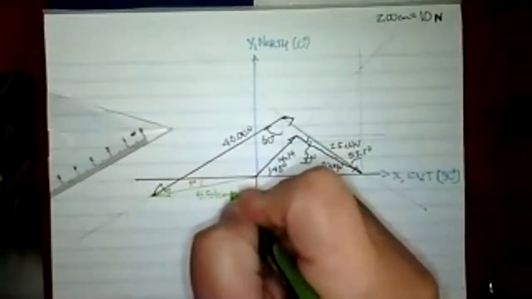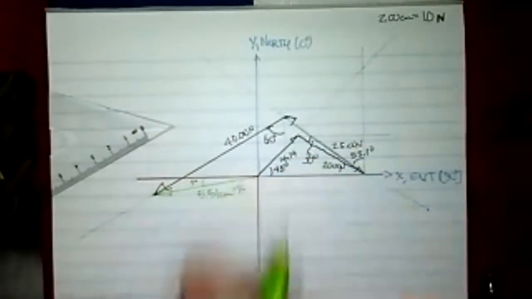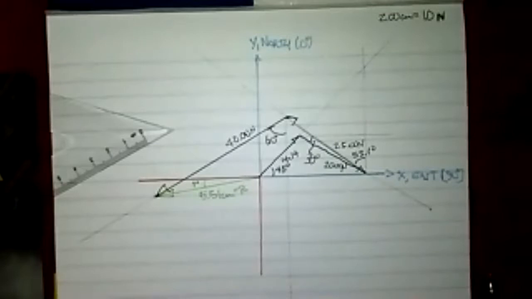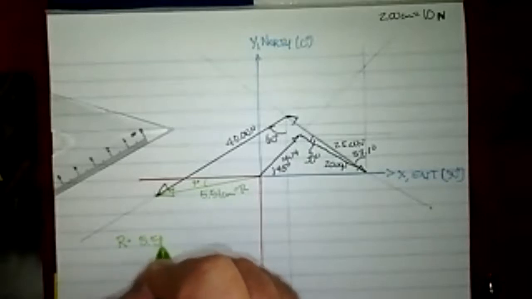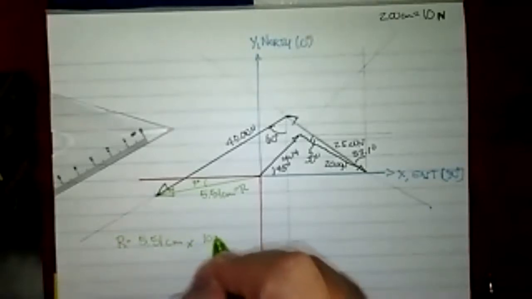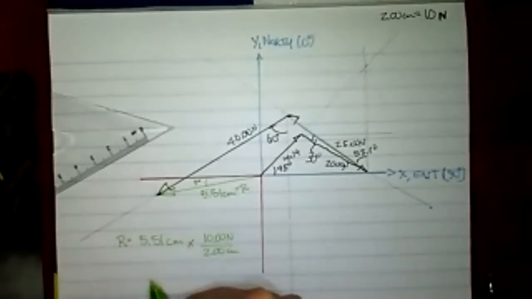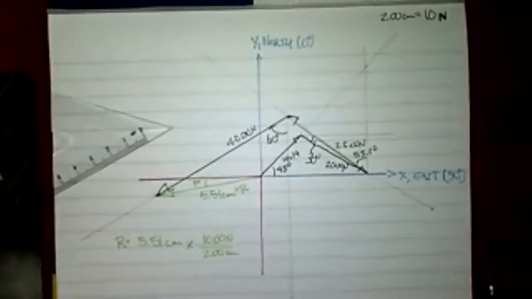our resultant vector R, notice I didn't put a vector symbol over there, so that's fine to call that R. Our resultant vector R would equal 5.51 centimeters times 10.00 newtons over 2.00 centimeters. In other words, I use any number of sig figs that I want.